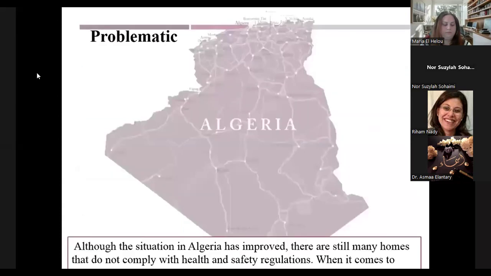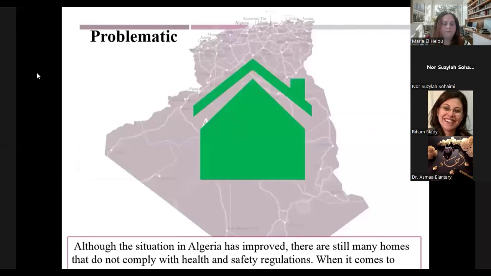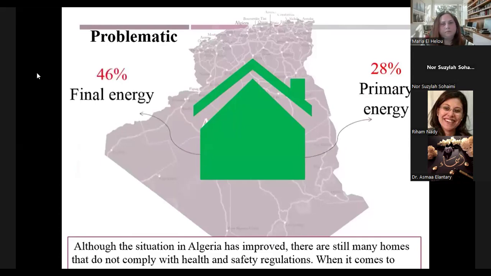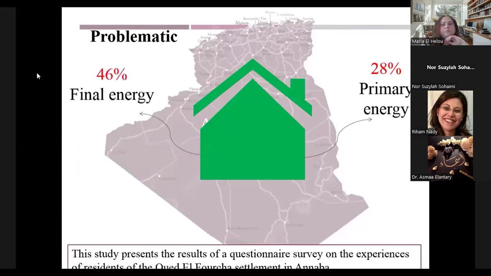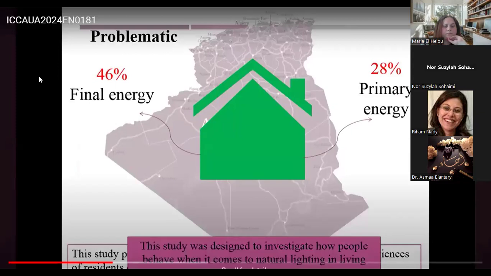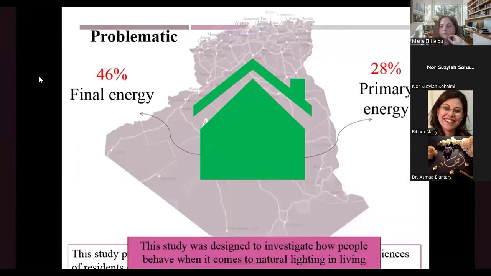In Algeria, although the situation has improved, there are still many homes that don't comply with health and safety regulations. When it comes to lighting, residents compensate by relying on hybrid or artificial lighting. As a result, the Algerian residential sector is one of the most energy intensive, consuming 28% of primary energy and 46% of final energy. This study presents the results of a questionnaire survey on the experience of residents of Wedelfursha settlement in Annaba. The study was designed to investigate how people behave when it comes to natural lighting in living spaces.